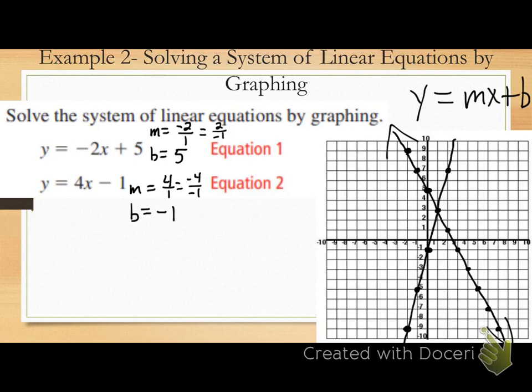Connect your points. Put your arrows on your line. Are these parallel lines? No, they're obviously intersecting somewhere, right? So, the point where they are intersecting, that is my solution. Okay? So where are these two lines connecting or intersecting? What ordered pair would that be?